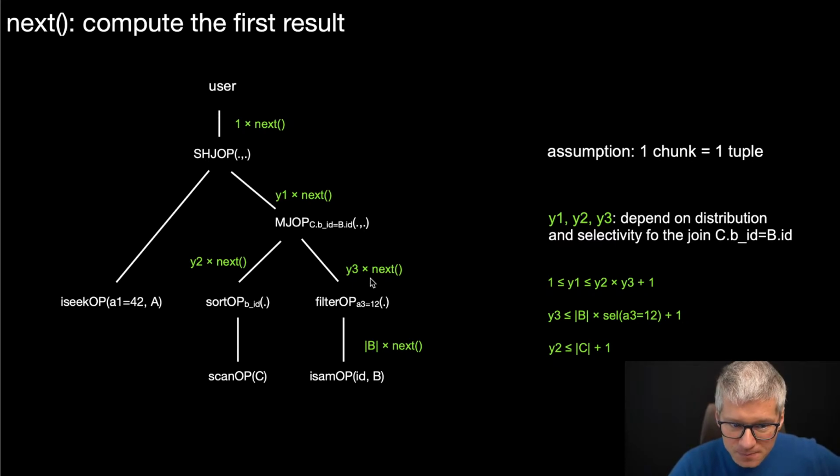I simply have to draw, so for every next call I'm issuing on this filter, it depends on the selectivity of this specific attribute how many calls I'm issuing here. So again, this can be one, at least one. In the worst case, it can be B plus one. But it doesn't have to be strictly B. I will fix a slide and upload a fixed version after the lecture.